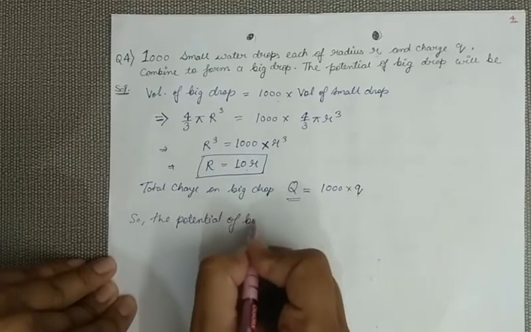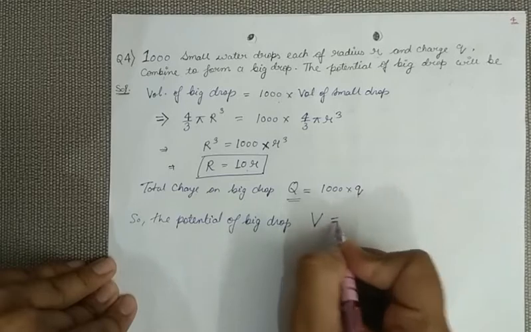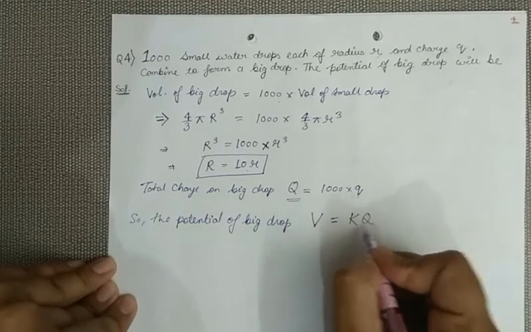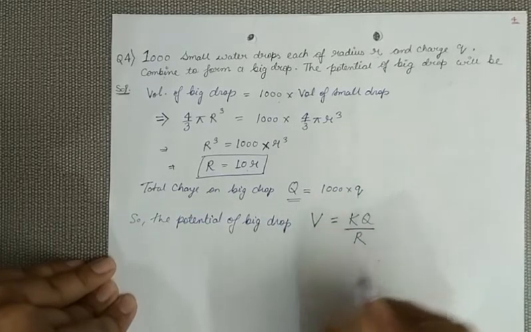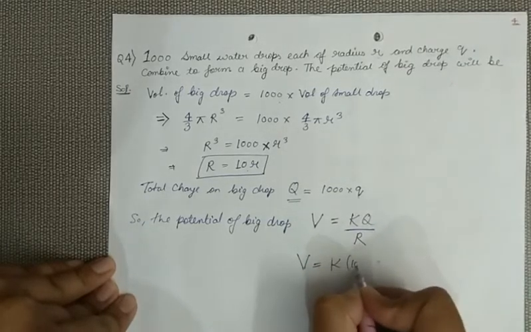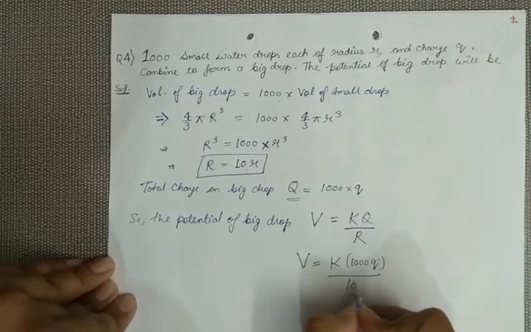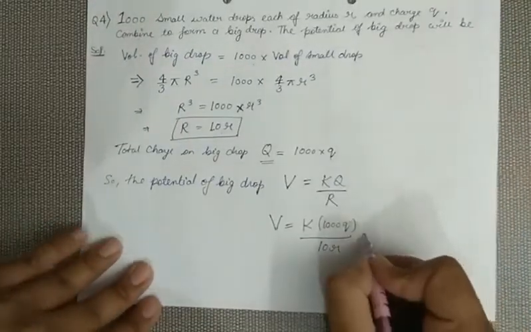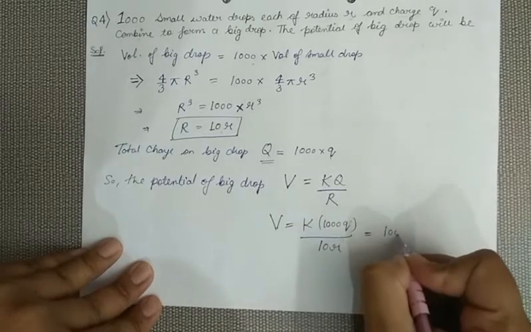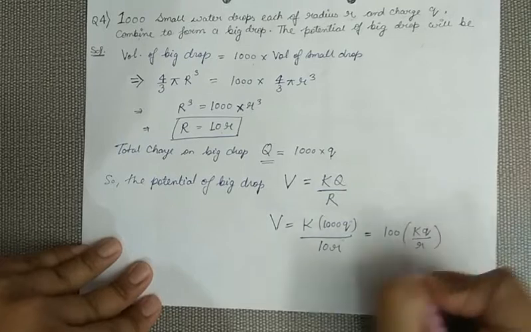of the big drop. So remember the formula of potential, that is V equals K into total charge upon radius. Now instead of this capital Q I can write 1000 times of small q, and instead of capital R I can write 10 times of small r. So on simplifying it we will get 100 times of K q by small r.